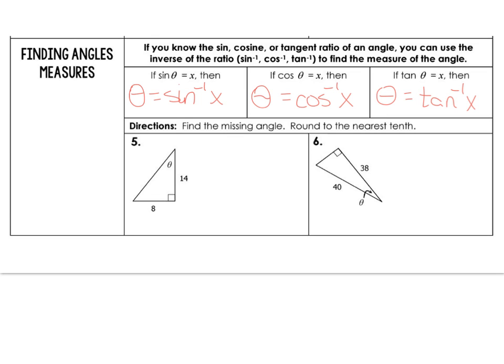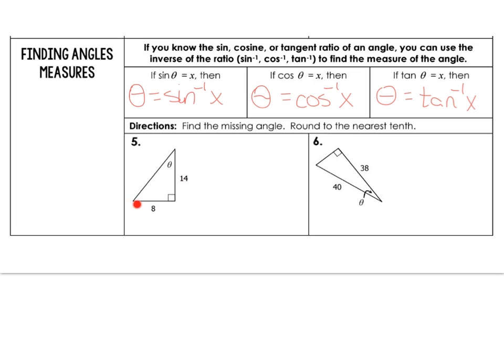Now, what if they give us the sides and we have to find the angles? Well, this is going to be what we did when we talked about calculator use. We're going to have to use our inverse function. This is where you're going to use your second key or your shift key because we're trying to find the angle this time, not the sides. All right, so number 5, we're trying to find theta. We're given this 8 and this 14. What are their relationship to theta?